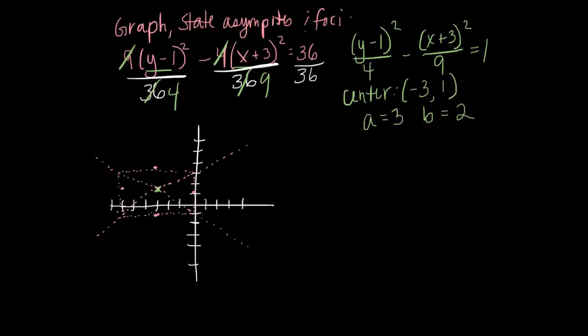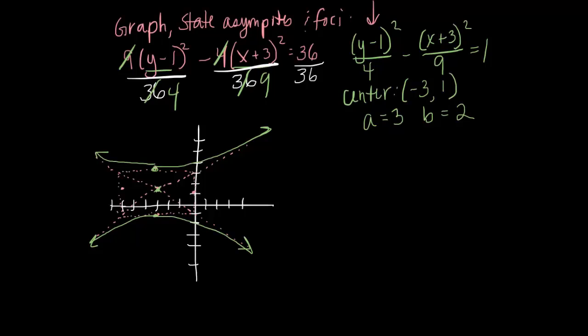And now because the y's came first, it was y squared minus x squared, I know that it's going to open up and down, and I can already see the vertices. They actually lie on the central rectangle. So here's the top arm, and here's the bottom arm of our hyperbola.